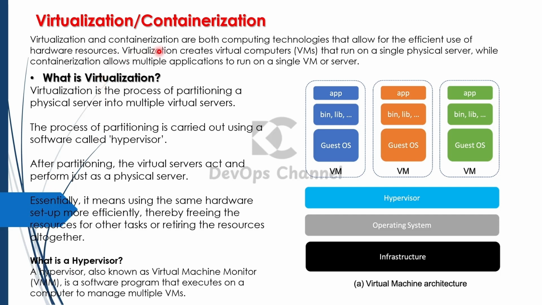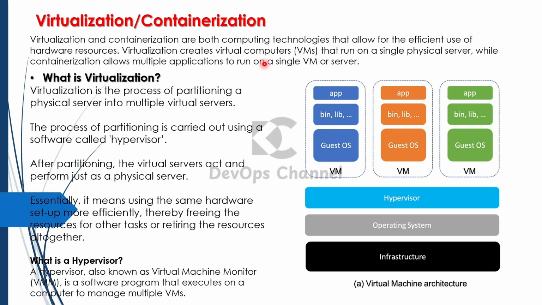So virtualization and containerization are both computing technologies that allow for the efficient use of hardware resources. Okay, virtualization creates VMs that run on a single physical server, while containerization allows multiple applications to run on a single VM or server. Okay, so this is the main difference between them. If we move further, we will learn about the key point differences between them also.